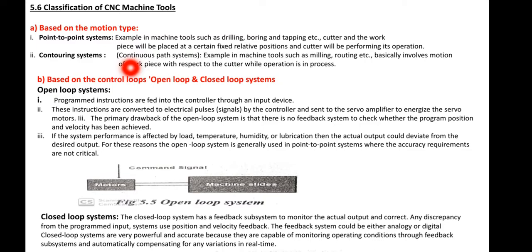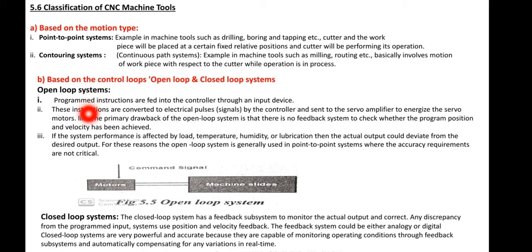Then the contouring system, it is a continuous path system. For example, milling, end milling, slab milling. This is the example. So basically it involves motion of the workpiece with respect to the cutter while the operation is in process. That is based on the motion type. Second one, based on the control loops, open loop and closed loop systems.